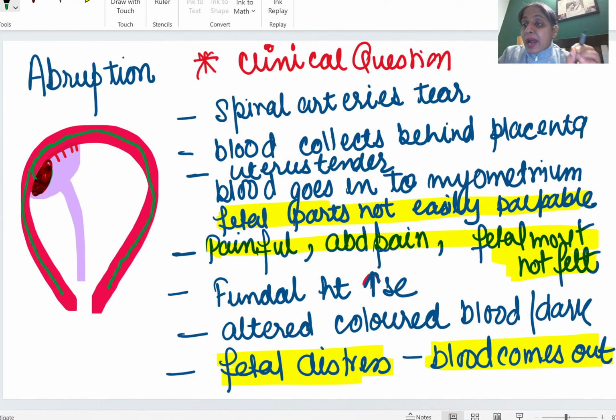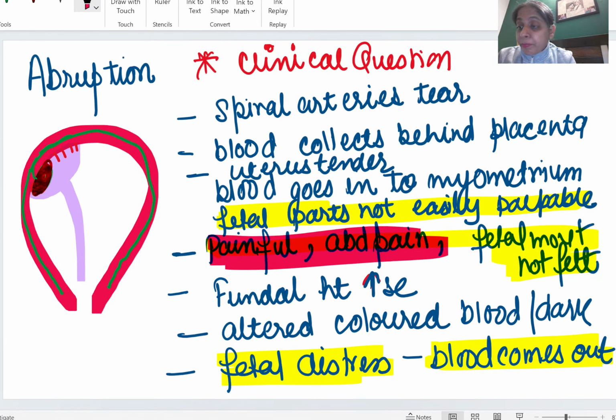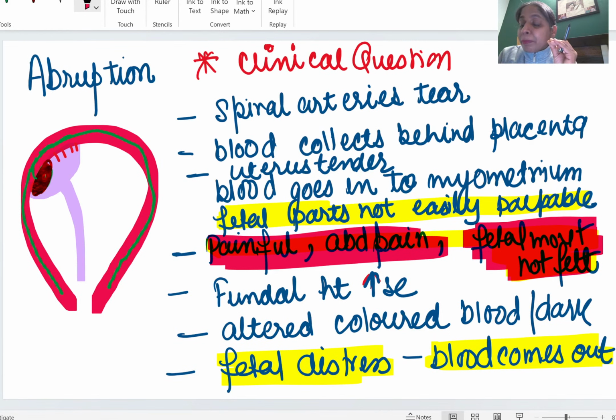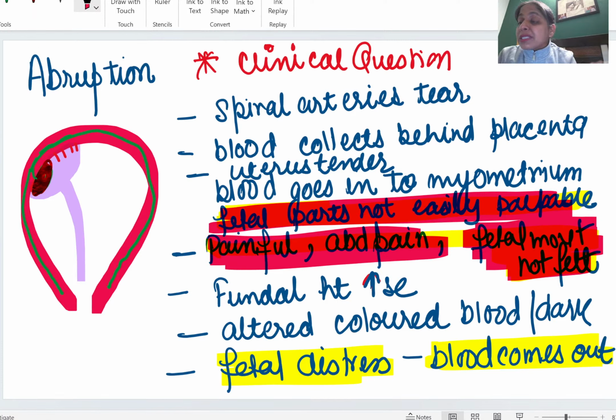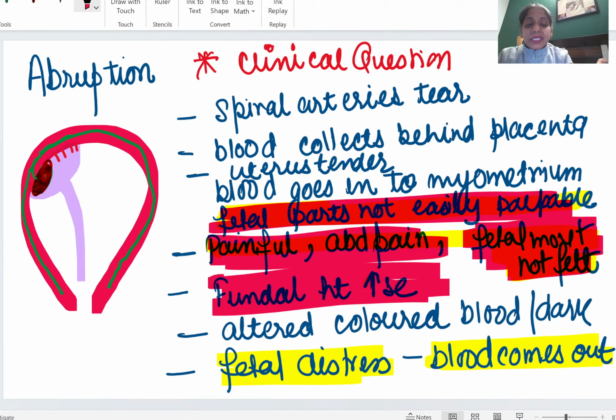The patient will feel pain. There will be a painful abdomen. Fetal movements will not be felt, right? Because now there is increased pain. When we have a bruise, we have blood in the muscle, and we suffer a lot of pain. One question is definite from APH. If the patient has pain with the bleeding, fetal movements are not felt, and when we are examining, the fetal parts are not felt easily, why? Because there is blood in the myometrium. The fundal height increases.